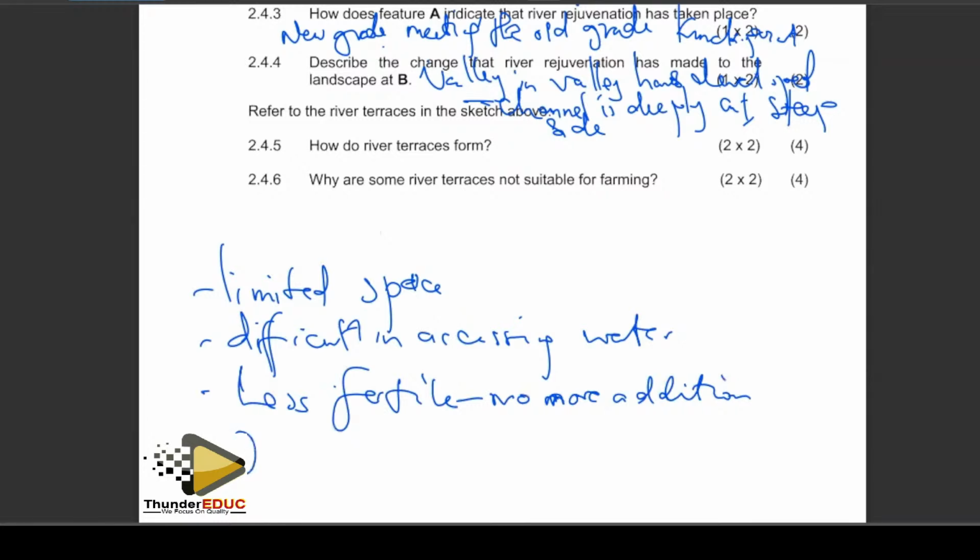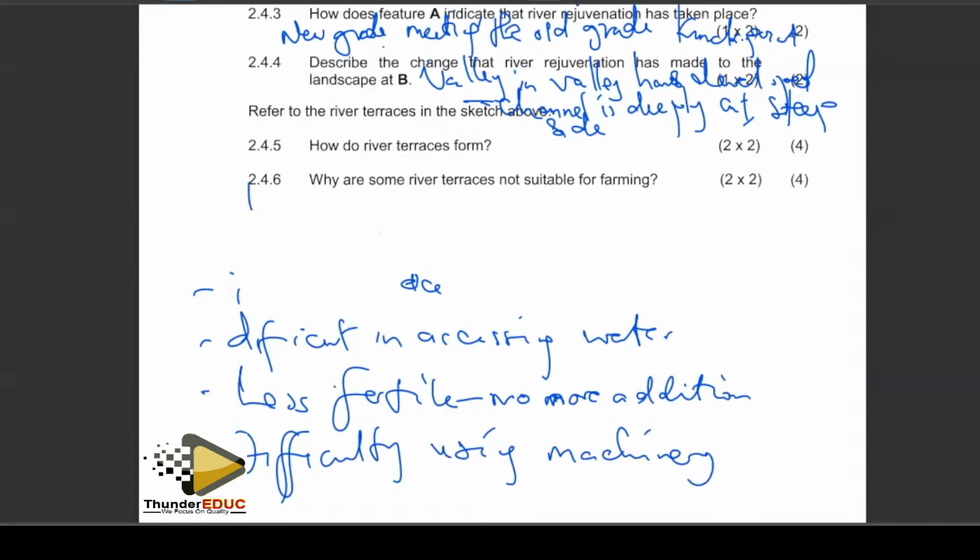And also, we can talk of difficulty in using machinery. Because of the nature of the slope, the sides of the new valley are very steep. Maybe the terraces which are left are also too small to use machinery. Then they are not suitable for farming specifically. Right. Those are some of the responses that you can give. Right. We move on to the next question.